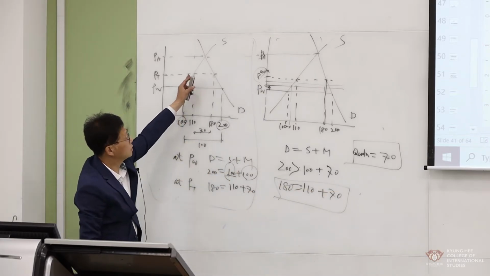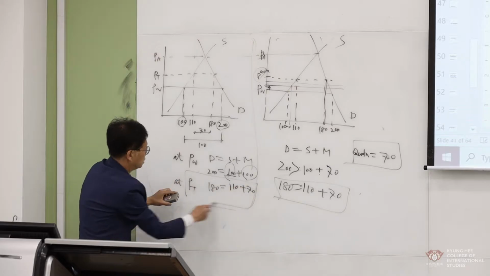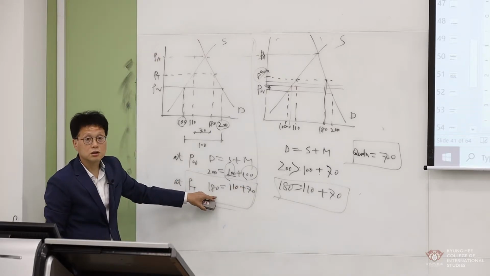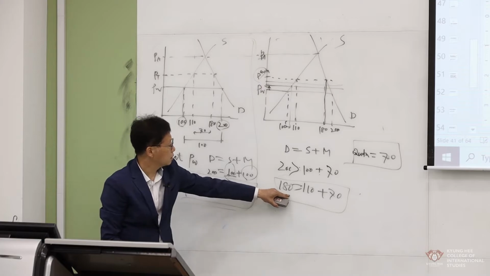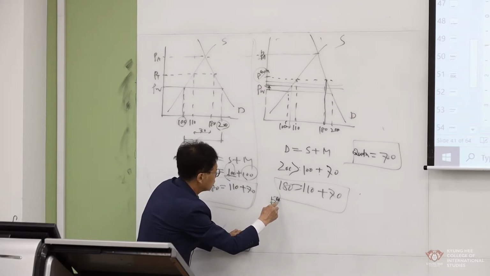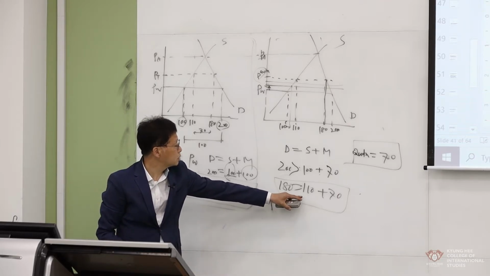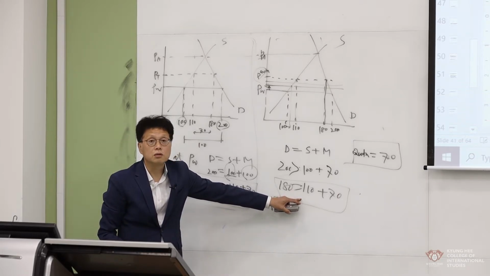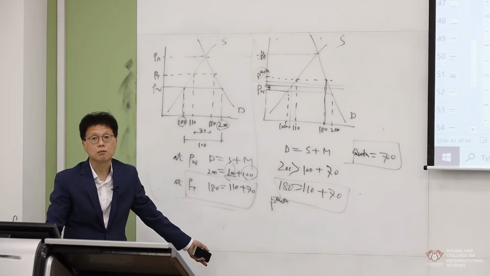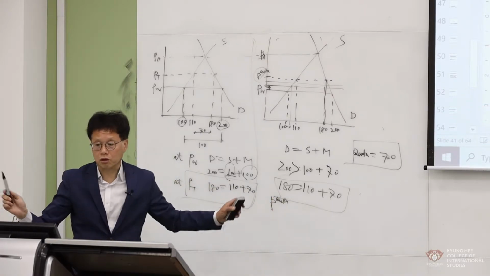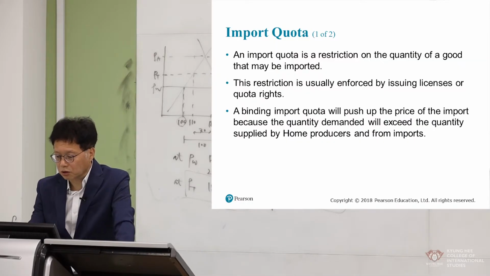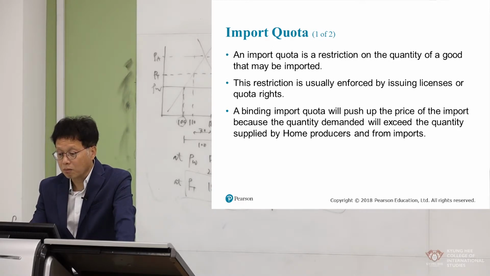And look at this. That is the tariff case. That is the same reasoning. At PT, this condition is satisfied. Here, at the price of quota, right? Automatically reach it to find the new equilibrium. Anyway, the conclusion is almost the same. Can you understand? That is import quota. A binding import quota will push up the domestic price of import because the quantity demanded will exceed the quantity supplied by home plus import supply.